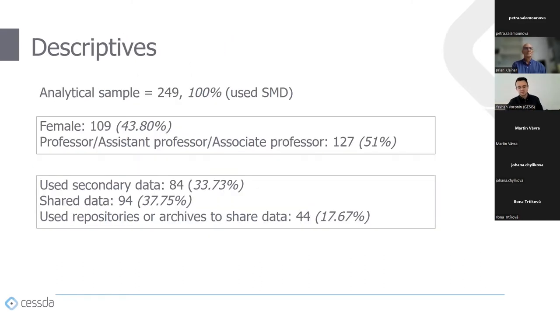So first of all, some descriptives. Overall, 1,738 authors were contacted. We had a 20% response rate, 253 responses. Four people were excluded because they reported not using social media data. And our analytical sample consists of 249 respondents. As for previous experience, it's quite interesting that around 34% actually used secondary social media data, and 38% shared their primary social media data. Around 18%, so 44 respondents, reported using repositories or archives to share their social media data in the past.